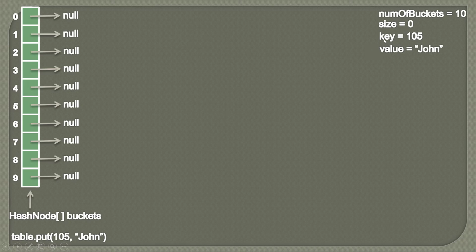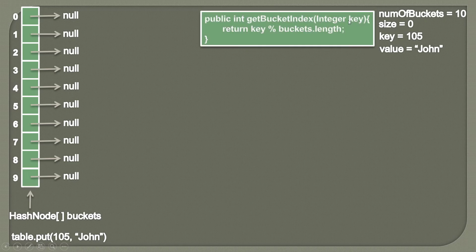So what we do is we simply pass this key to our hash function. Here we will take the example of the modular hash function, which will take the key and divide it by buckets.length, or the number of buckets, and whatever is the remainder, that would be our index which will be returned by this method. So we are using this method as our hash function, which is nothing but the modular hash function. If we divide 105 by 10, we get the remainder as 5. So that 5 will be returned from this method and will be our bucket index.